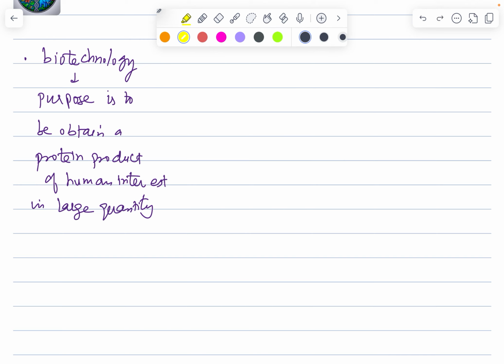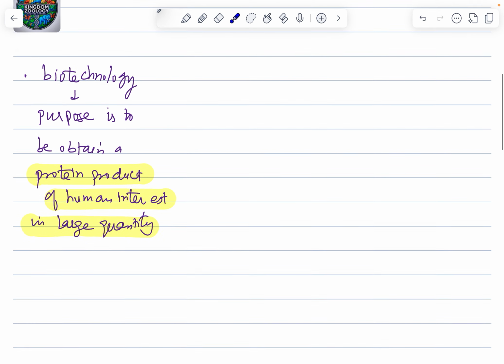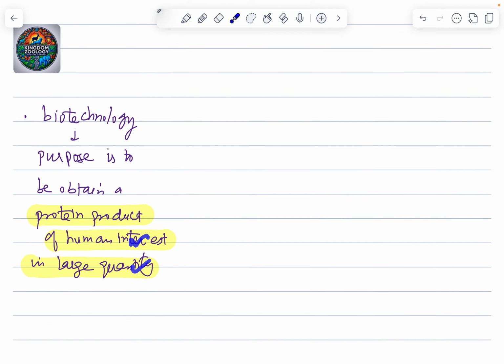If you want to get a protein product of human interest in large quantity, you would require a gene that can code for this protein product. And where would you get the gene from? From an organism who naturally carries that gene and naturally also produces the protein product of our interest. But I told you in the previous lecture, why don't we just get the protein product from that organism only if it is producing it? Because that organism is producing the protein product, but not in large quantity, only in very small quantity, maybe for its own uses only. But we want that product in large quantity. That's why we need that gene from that organism which can code for our desired protein product.